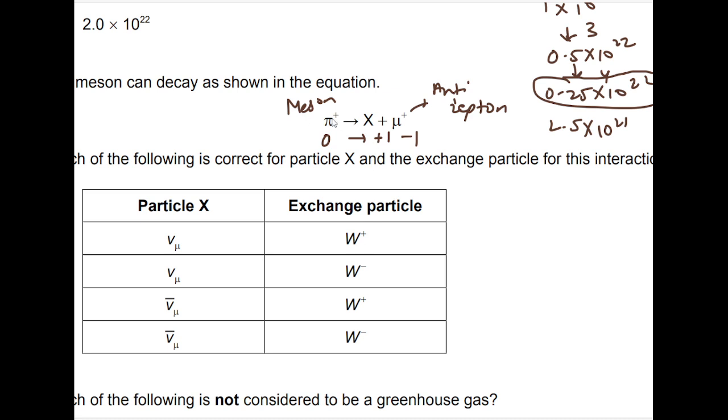Now because it's positive converting to positive, we'll have an exchange particle of positive W, so option A is the correct option.